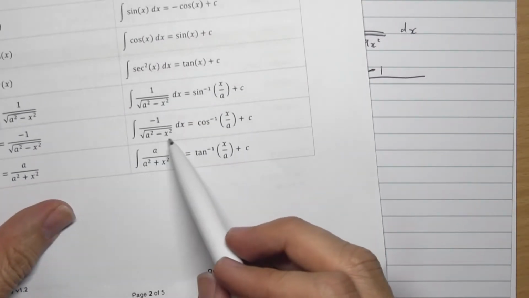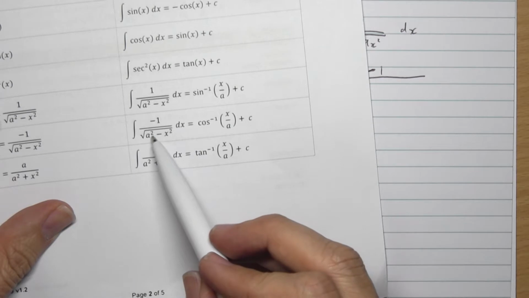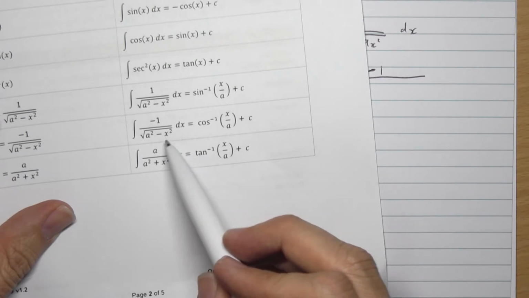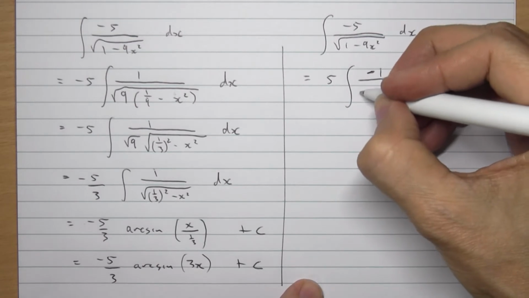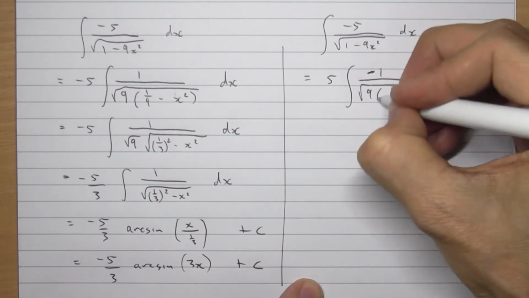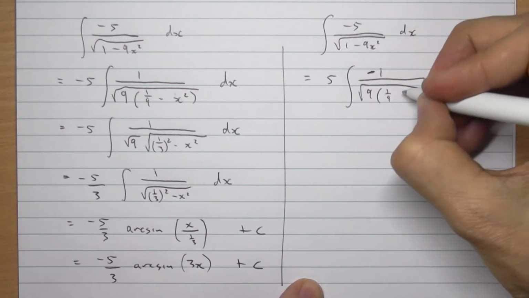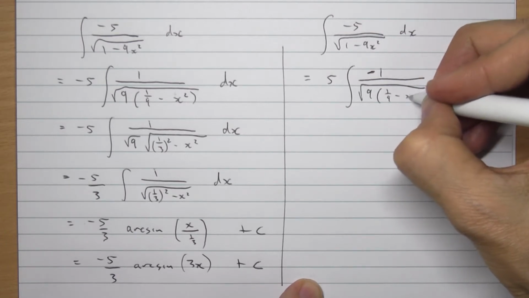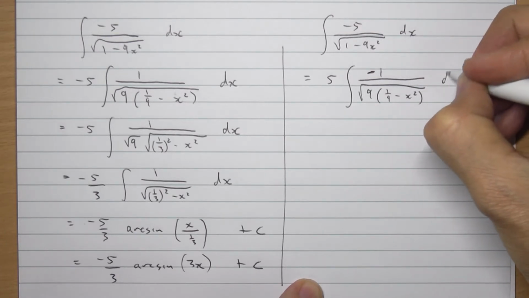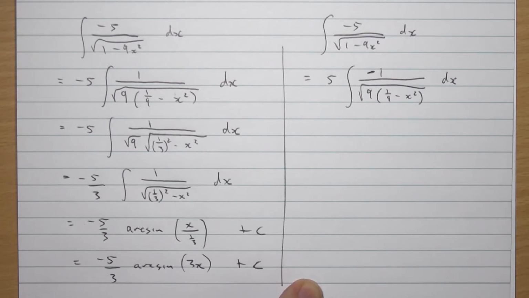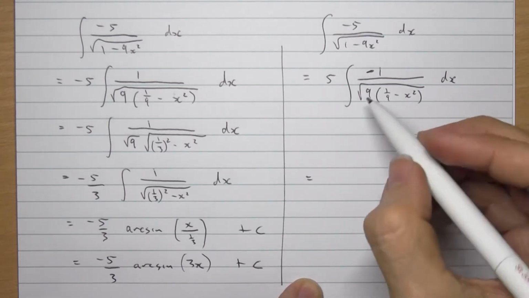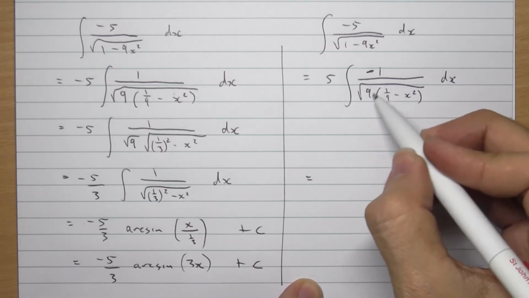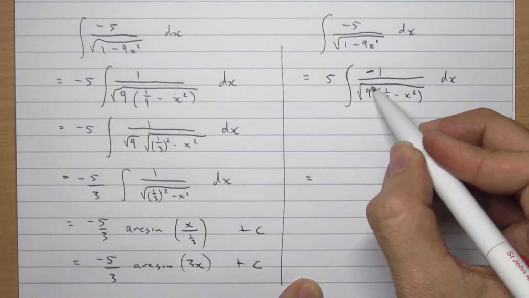Now what's my rule say? Negative 1, I need a squared minus x squared. So I need to get rid of that coefficient of x squared. It's 9, so I'm going to take the 9 out. Square root of 9 times 1/9 minus x squared dx. Now this time I'm going to skip one step. This root 9 is going to become 3.